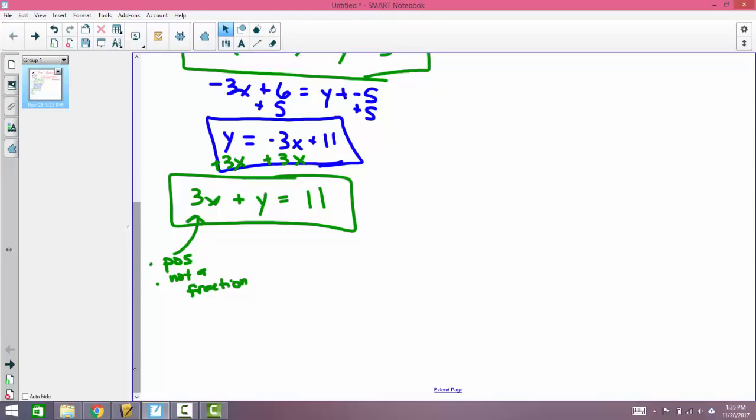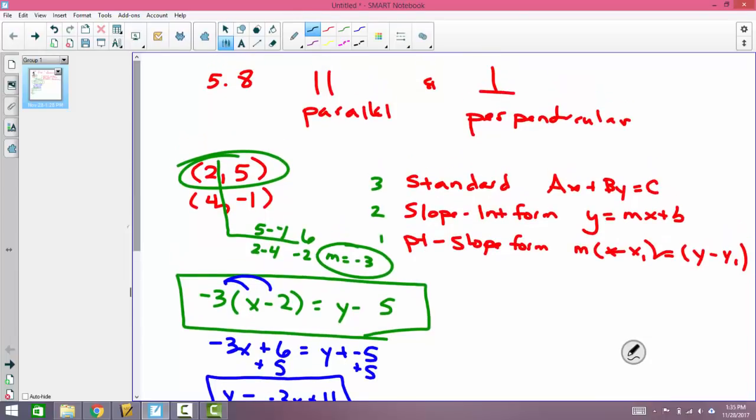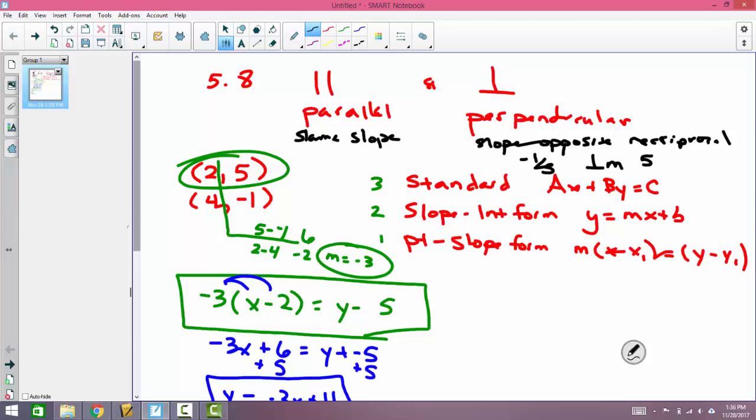So, parallel lines mean you have the exact same slope, and perpendicular lines means your slope is the opposite reciprocal. So we'll put same slope, and this slope is the opposite reciprocal. For example, if your slope was -1/5, the perpendicular slope would be +5. These are opposite reciprocals. 5 is the same as 5/1. Okay, hold that thought.